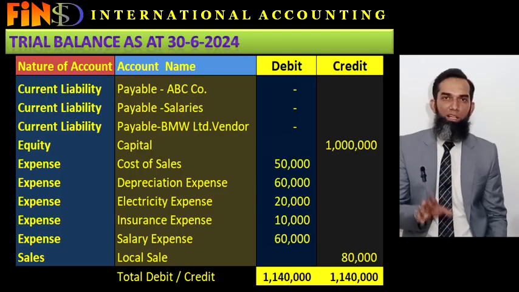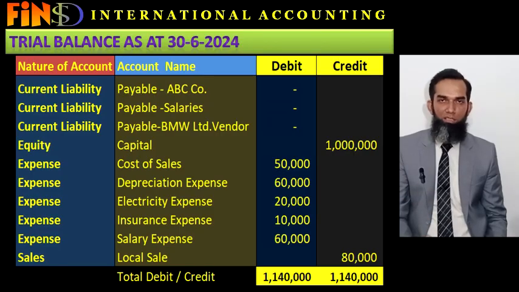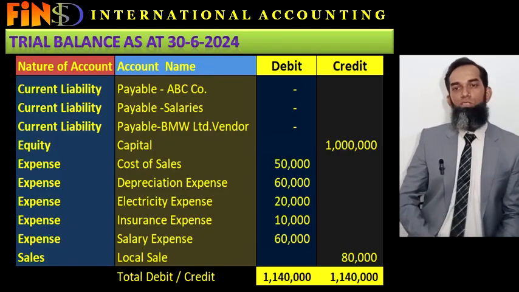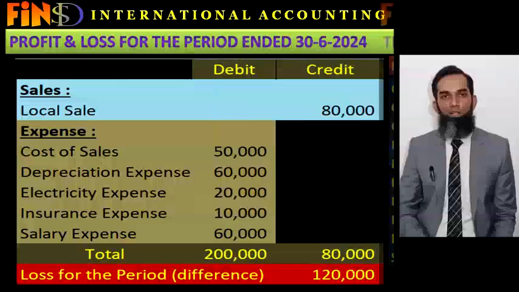If the debit side and credit side are not equal in the trial balance, then definitely it is not good accounting practice. Somehow you have made a wrong entry, and that is called an unbalanced entry. If you have passed an unbalanced entry in the system, the trial balance footing will not be equal. In this scenario, we have made all the entries correctly, and the debit total is 1,140,000 and the credit side is showing a total of 1,140,000.